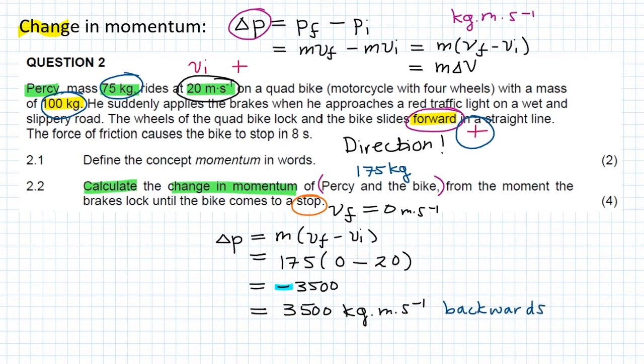This question is out of 4 marks. You'll obtain 1 mark for your formula, possibly 1 mark for substituting, 1 mark for the magnitude with the correct SI unit, and 1 mark for the correct direction.